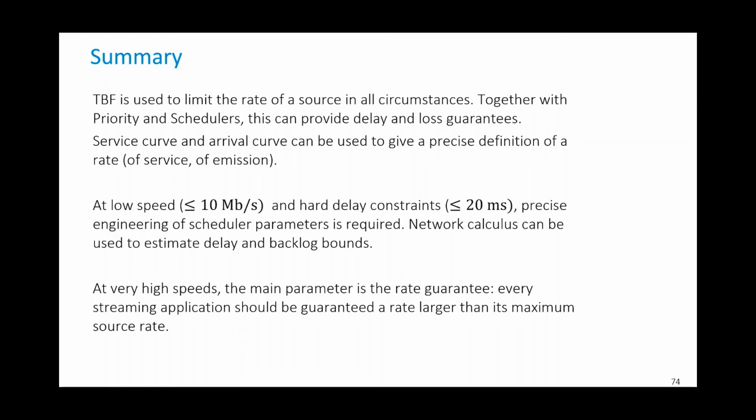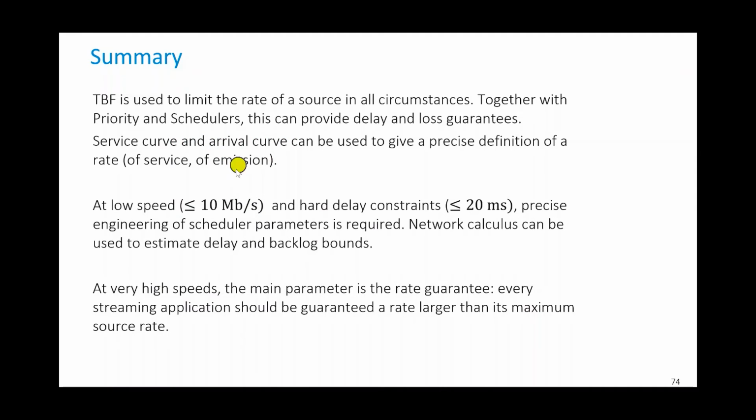So in summary, for traffic control, you need to do things like token bucket filter to limit the rate of a source in all circumstances. And together with schedulers, or for example priority, this gives you delay and loss guarantees, assuming you do the calculations, of course. This alone doesn't provide anything. And those calculations of delay and loss guarantees are made based on the concept of service curve in general. We saw the strict service curve, which is the simplest definition, and the arrival curve, right?